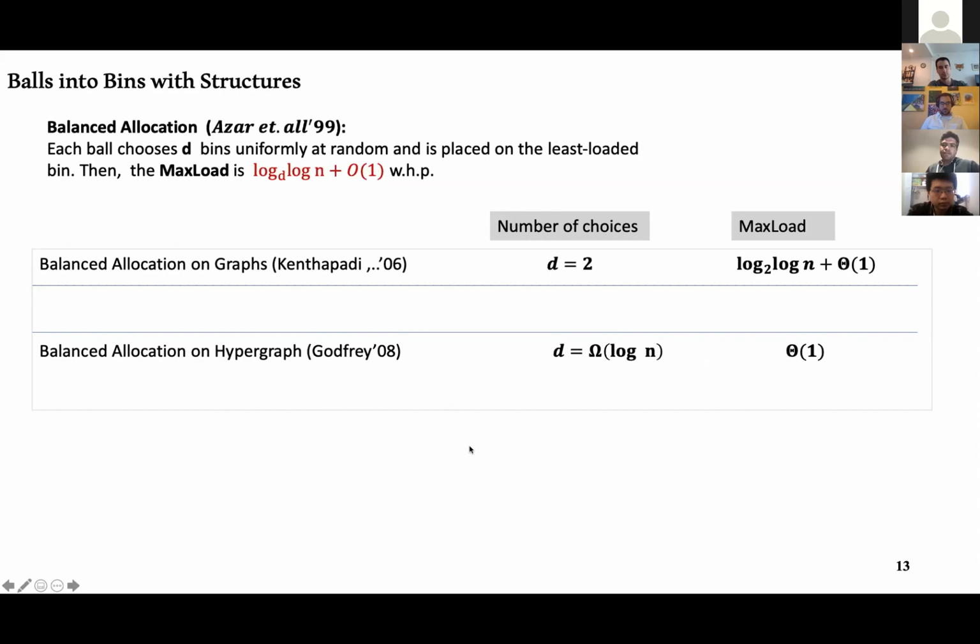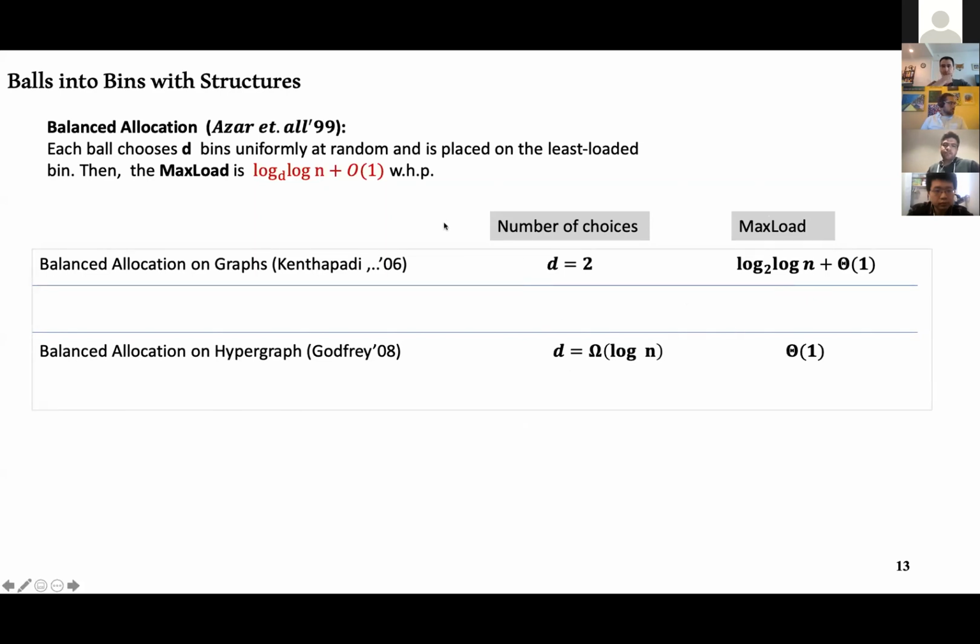So far we observed that we have two main results about balls into bins with a structure. The first one is balanced allocation on graphs by Kenthapadi and Panigrahy, and they prove that if we are given a dense graph, we can pick two choices from the graph, so the number of choices is two, and they get the effect of the power of two choices, and the maximum load is log log n. The other work is by Godfrey, which says that there is an underlying hypergraph structure, and the ball chooses a hyperedge from the hypergraph, and here the number of choices is at least log n. So they get a maximum load of a constant.